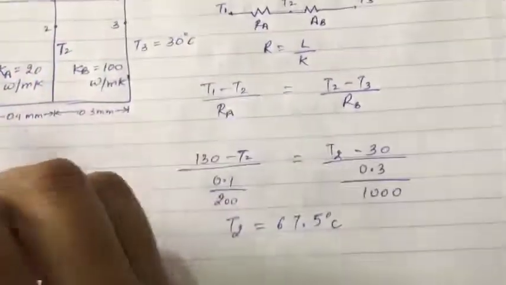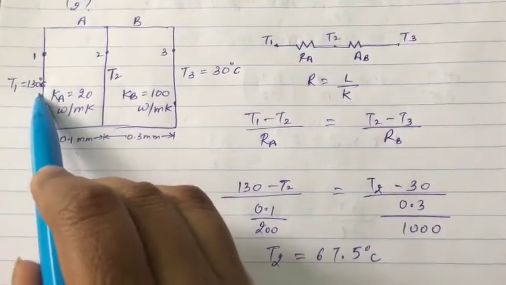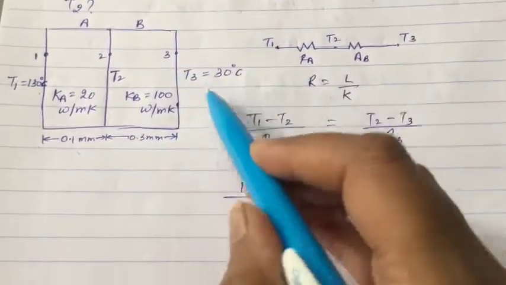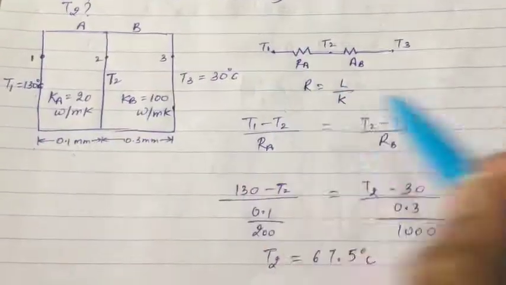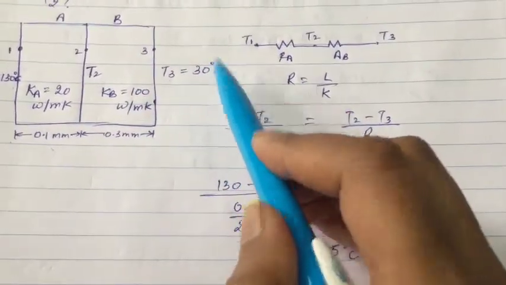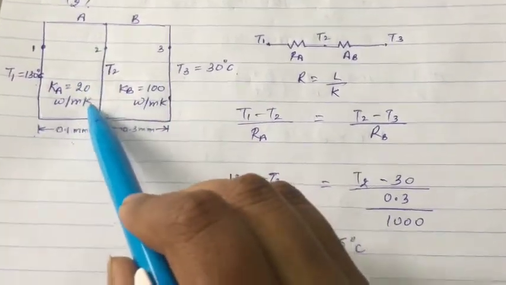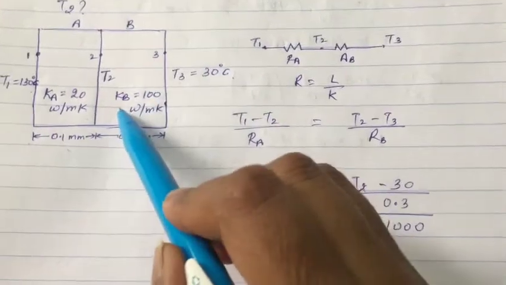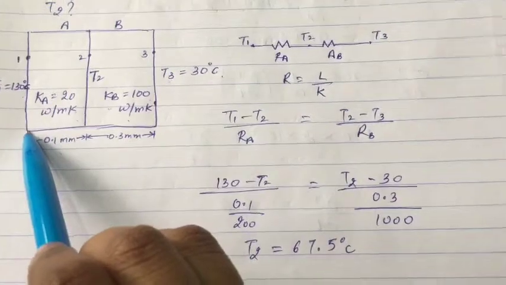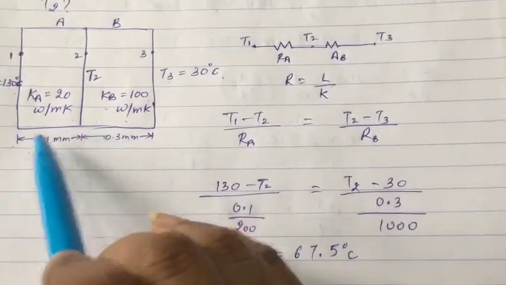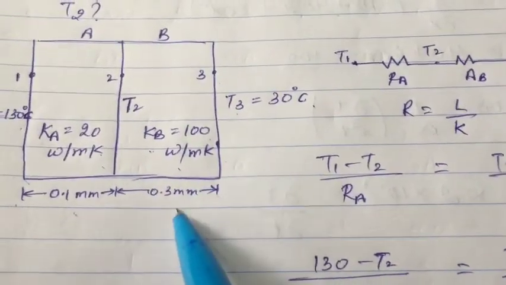Two slabs are given, and on this surface temperature T1 is given as 130 degrees Celsius, and on the third surface temperature T3 is given as 30 degrees Celsius. K for slab A is given as 20 watt per meter Kelvin, and K for slab B is given as 100 watt per meter Kelvin. The thickness of slab A is 0.1 mm and slab B is 0.3 mm.